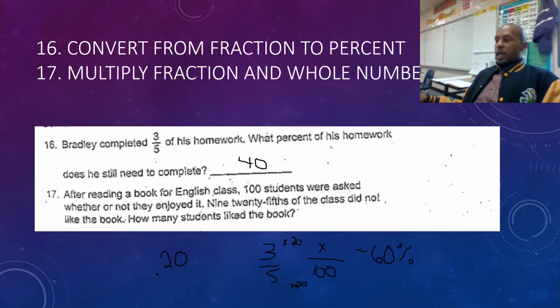After reading a book for English class, 100 students were asked whether or not they enjoyed it. 9/25 of the class did not like the book. How many students liked the book? Okay, so 9/25. Now, this is written out, 9 out of 25, in words, but I'm going to write it in numbers: 9 out of 25 did not like it. So how many liked it? We need to figure out what's 9/25 of 100 students. So what I can do is just multiply 9/25 times 100.